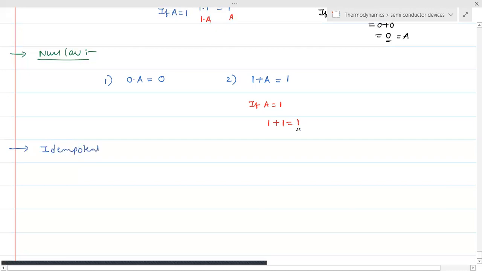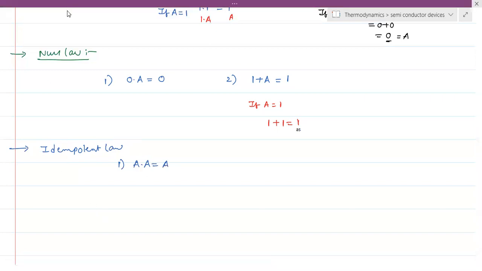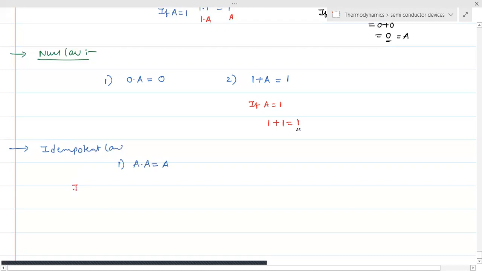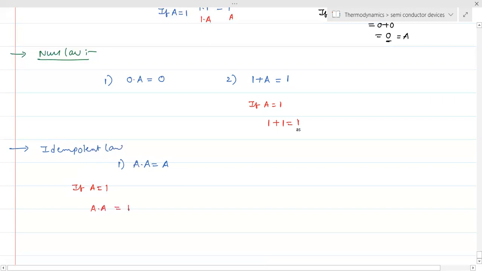Idempotent law. So we are taking A into A. This is very, very important. A into A means, for example, if A is equivalent to 1, then A into A, substituting, A means 1, B means 1. We get 1. So A dot A is equivalent to 1.